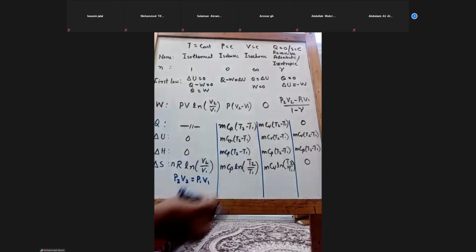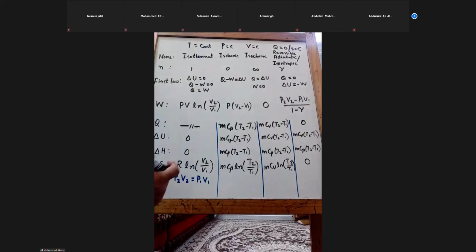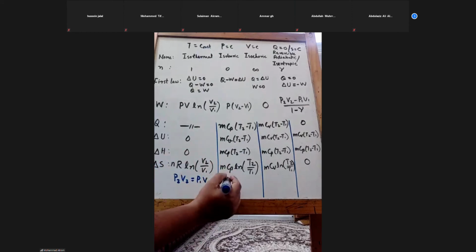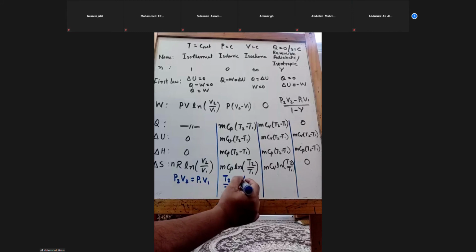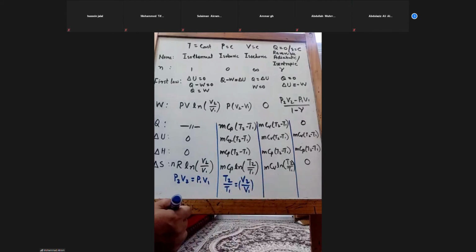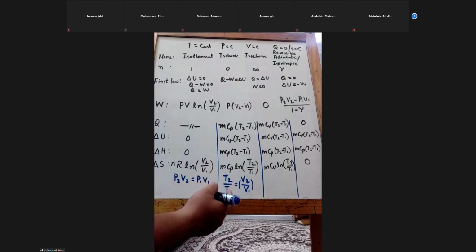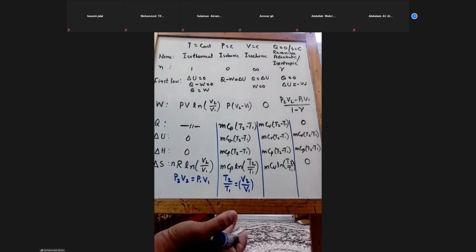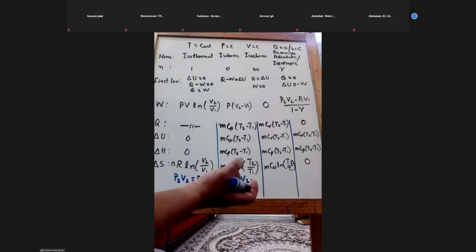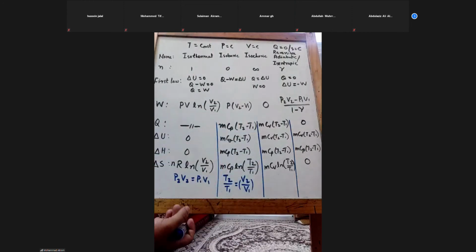Here, at constant pressure, if you increase temperature, volume will increase. So T2 by T1 is equal to V2 by V1, or V2 by V1 is equal to T2 by T1. If you increase temperature, volume will increase at constant pressure. Like boiling water, what will happen if you increase temperature? Its volume is increasing.